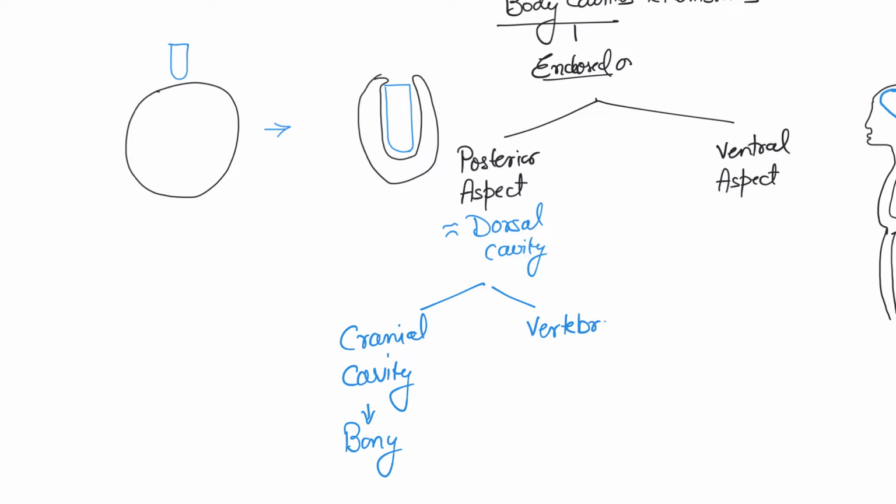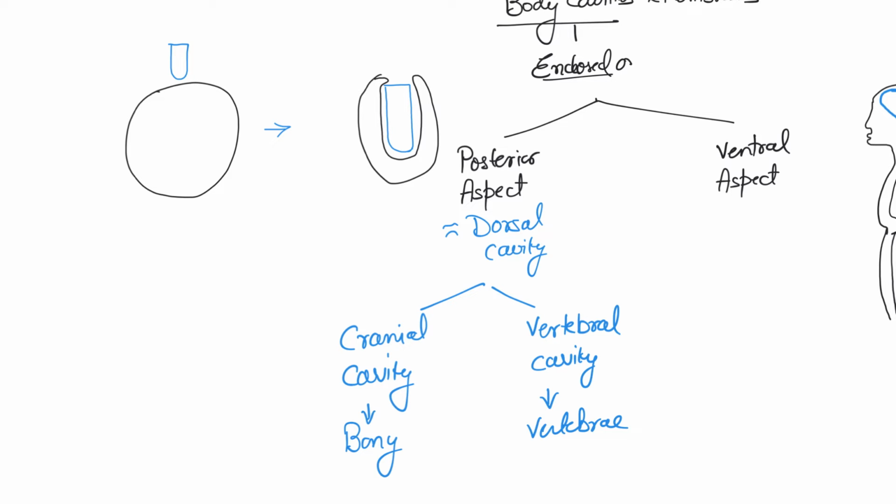Now, the vertebral cavity once again is formed by the vertebral column, which is largely made up of vertebrae, and they house your spinal cord. So the dorsal cavity largely protects your nervous system, the central nervous system, as cranial cavity and vertebral cavity.